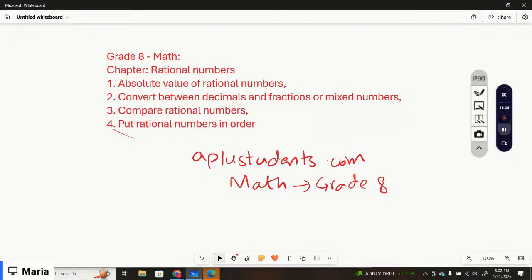Lessons we're going to cover today are absolute value of rational numbers, convert between decimals and fractions or mixed numbers, compare rational numbers and put rational numbers in order. So please make sure you have your notebook and pencil so that you can note down the important examples and definitions as well.